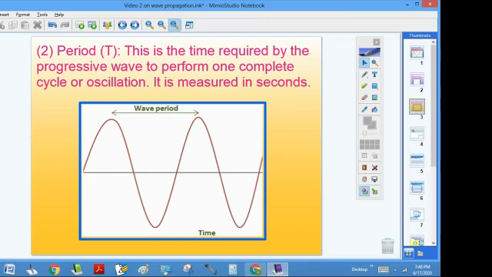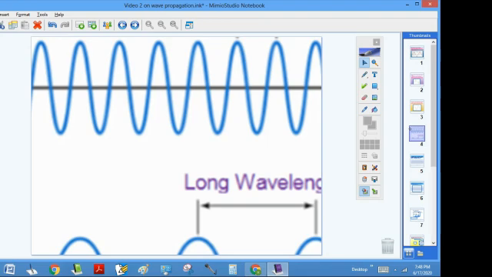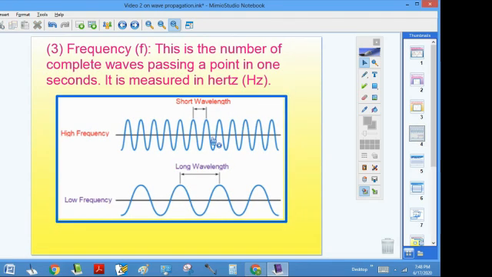So the next one is frequency. Frequency of wave. This is the number of complete waves passing a point in 1 second. It is measured in hertz, and you can see two different frequencies: high frequency and low frequency. When we mean high frequency, this is how it looks. That is how the wave function is described. And when we talk about low frequency, that's how the wave function is described.